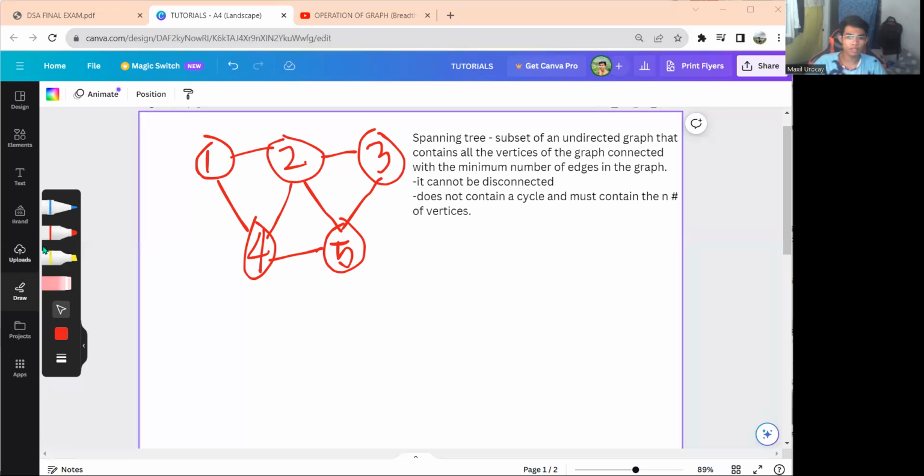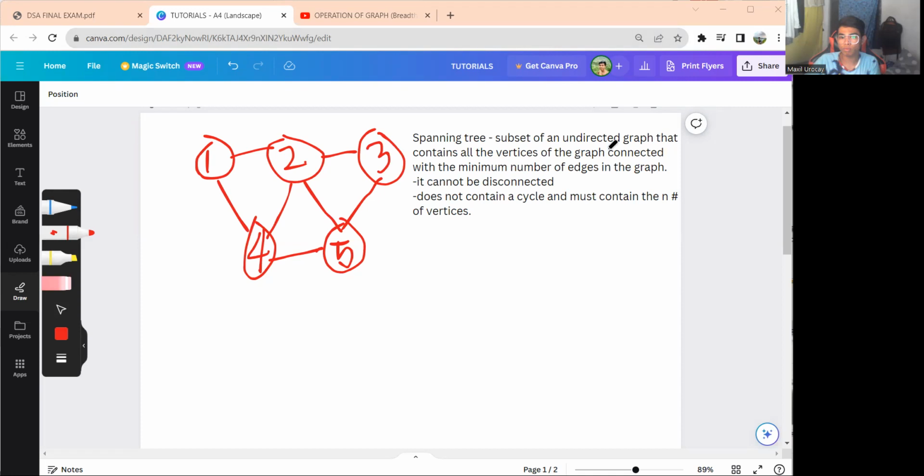So, class, this is a video specific to spanning tree, minimum spanning tree, what we have discussed the last time. This is basically on behalf of those students who were not able to get the point about the subject.